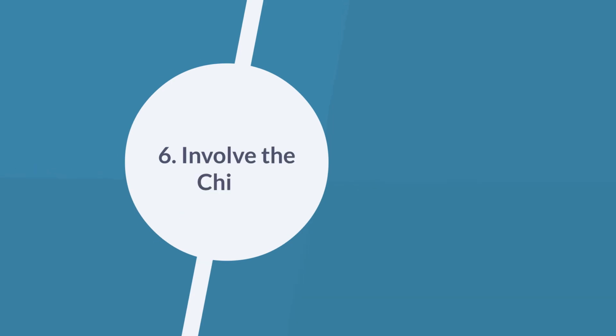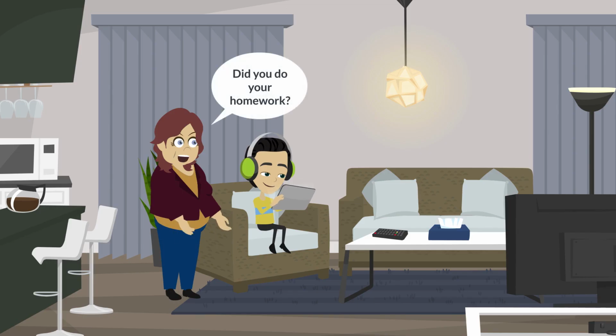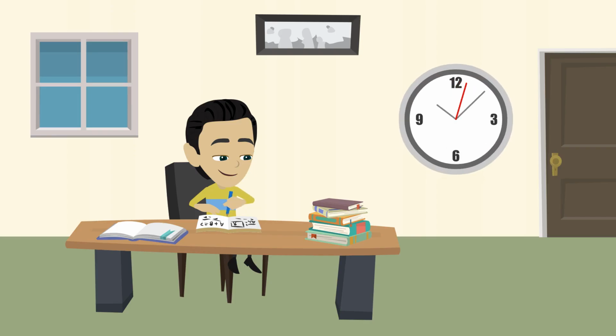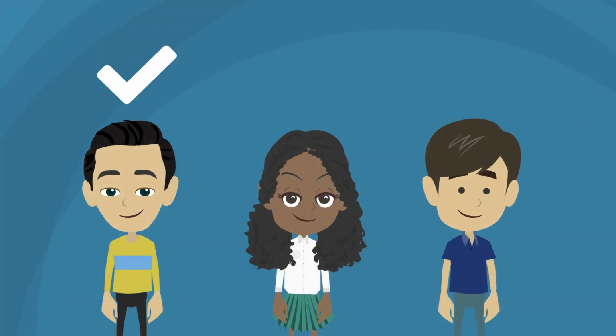6. Involve the child. If a child forgets to do their homework, discuss together what the logical consequence should be, such as dedicating some extra time in the evening to complete it. Remember, each child is different and what works for one might not work for another.